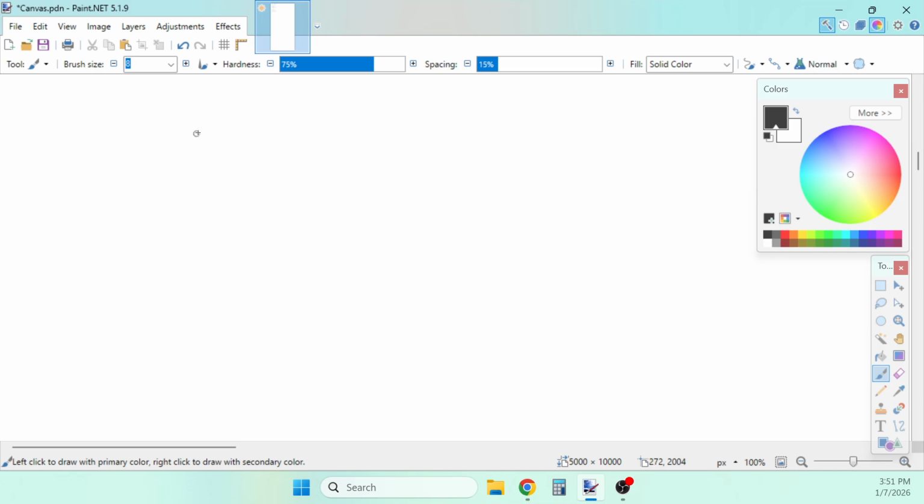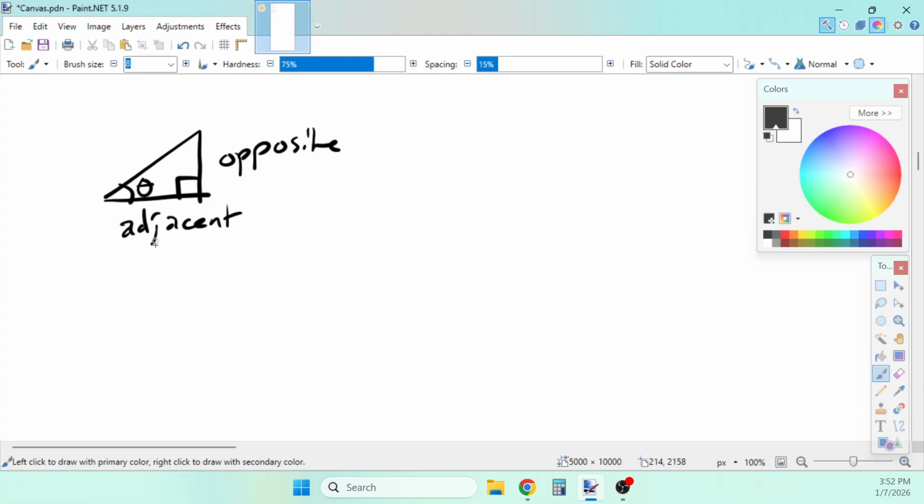We will define our trig functions using a right triangle. If we mark one of the angles, let's call this angle theta, we have an opposite side to the angle, so this is opposite the angle. This is adjacent to the angle. Adjacent just means next to. It's a Latin word that means next to. And we have the hypotenuse. Hypotenuse always goes across from the 90-degree angle.